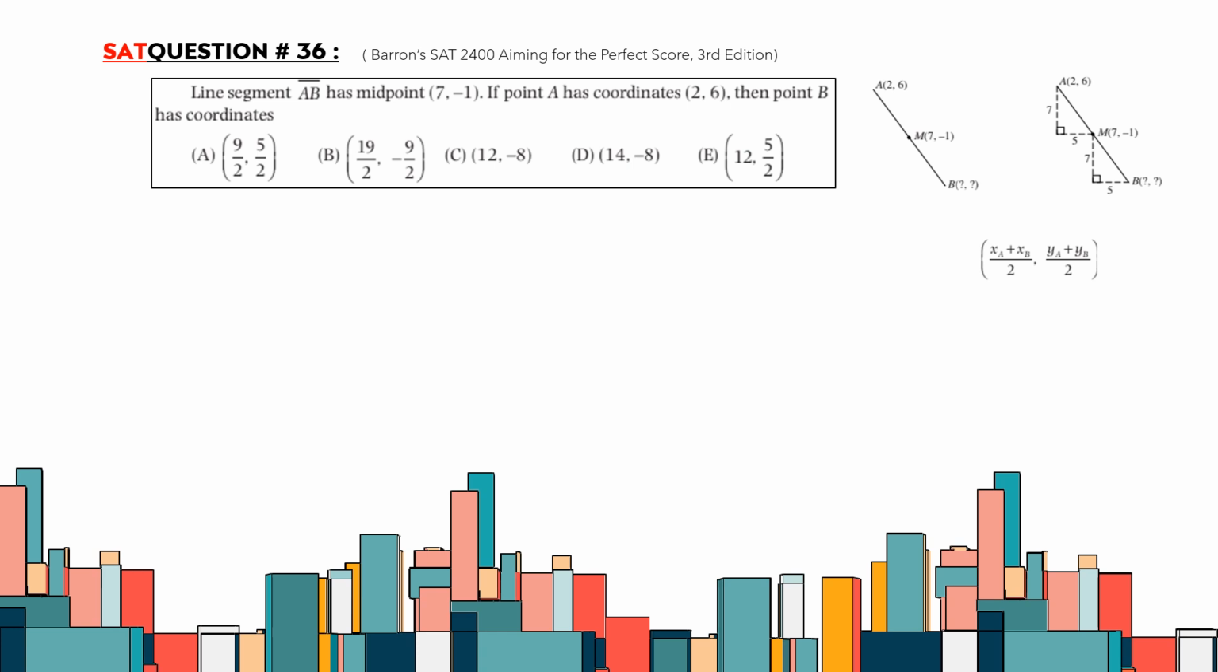Segment AB has midpoint (7, -1). If point A has coordinates (2, 6), then point B has coordinate what? So we have a keyword here, that is midpoint. What is the midpoint? The midpoint is the point in between, at the middle between the two points A and B.